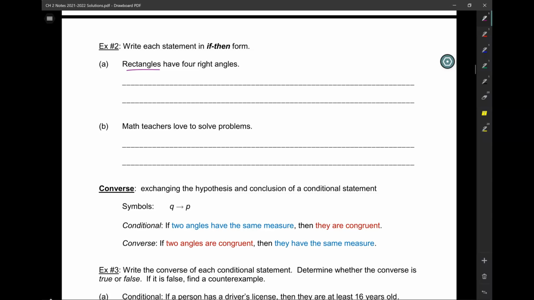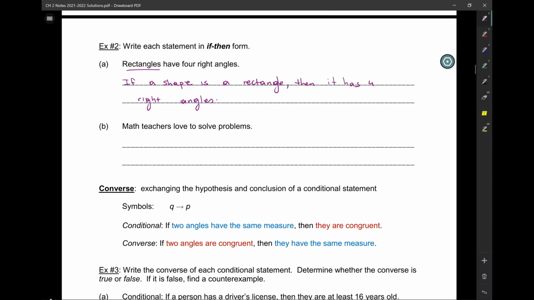So if a shape, you were right, I liked how you started. If a shape is a rectangle, then it has 4 right angles. By the way, when you're writing a statement in if-then form, it is not up to us to judge whether or not that's a true statement. Because sometimes it's going to be true, sometimes it's not. Our job is just to transfer it, true or false, into the form, okay?